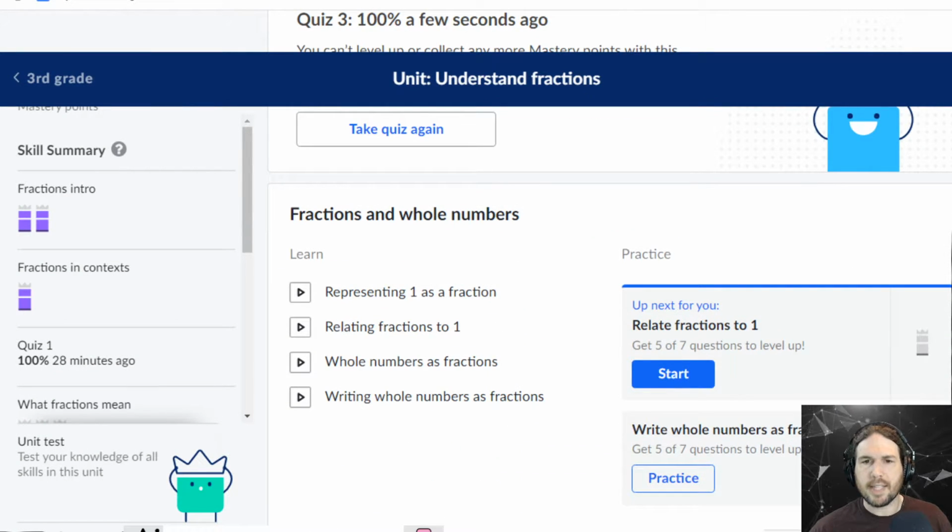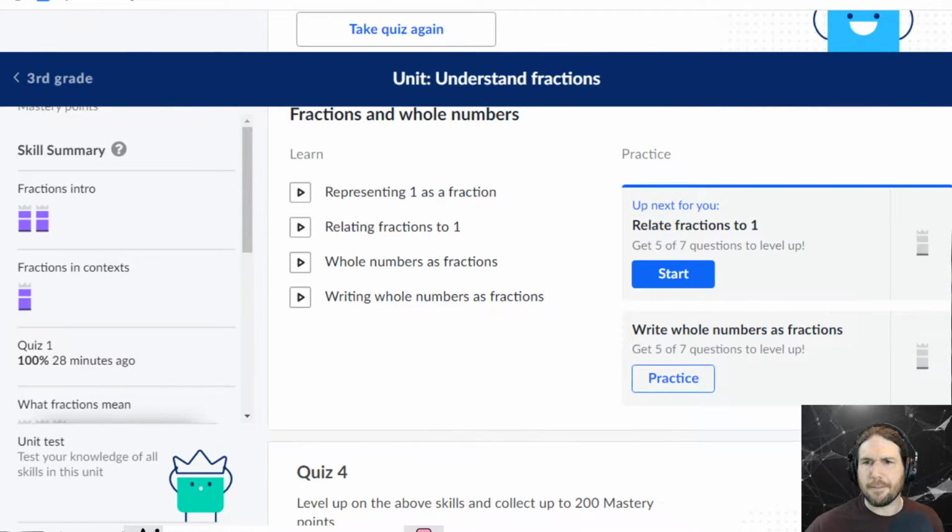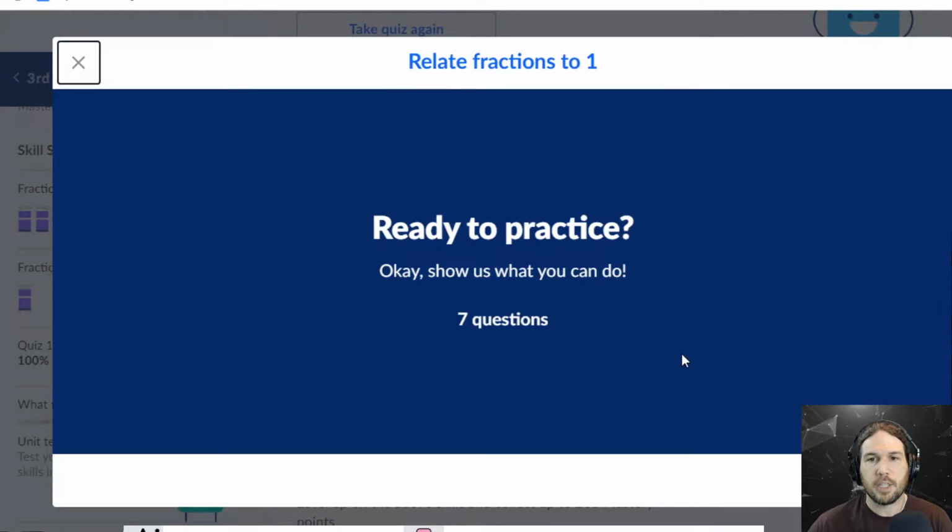Moving right along, let's relate fractions to 1. Now, I think when we say relate fractions to 1, what it means is: is this fraction bigger than 1 or smaller than 1? And I think that's going to be something that's fairly intuitive.